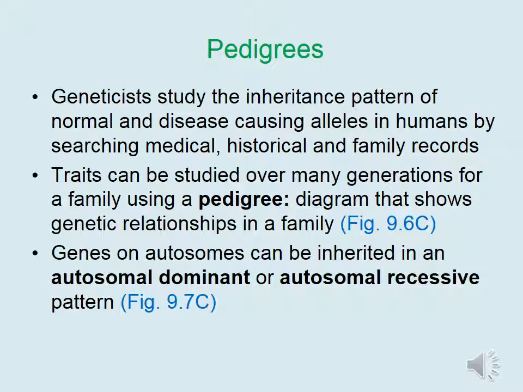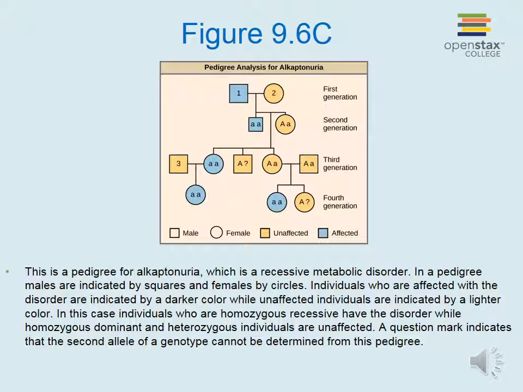Geneticists study the inheritance pattern of normal and disease-causing alleles in humans by searching medical, historical, and family records. Traits can be studied over many generations for a family using a pedigree. This is a diagram that shows genetic relationships in a family. Genes on autosomes can be inherited in an autosomal dominant or autosomal recessive pattern. This is a pedigree for alkaptonuria, which is a recessive metabolic disorder.